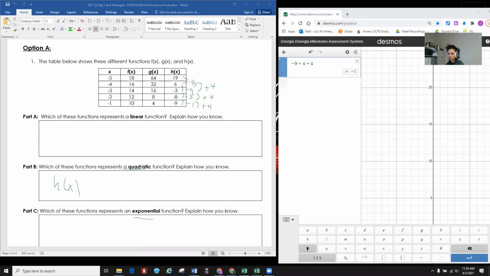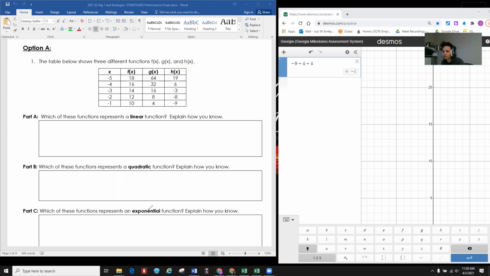So this is for quadratic. You'd say h of x. You would put this work in here, okay? And then you would write down, it's quadratic because the second difference is constant. This is the first time I do the difference. This is the second time. All right, so it's quadratic because the second difference is constant. So you put this work there and say that. All right, last one. How do I know it's exponential?